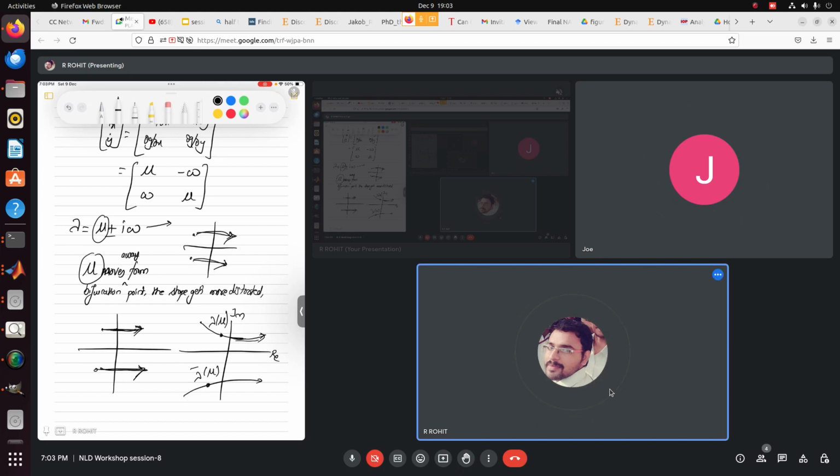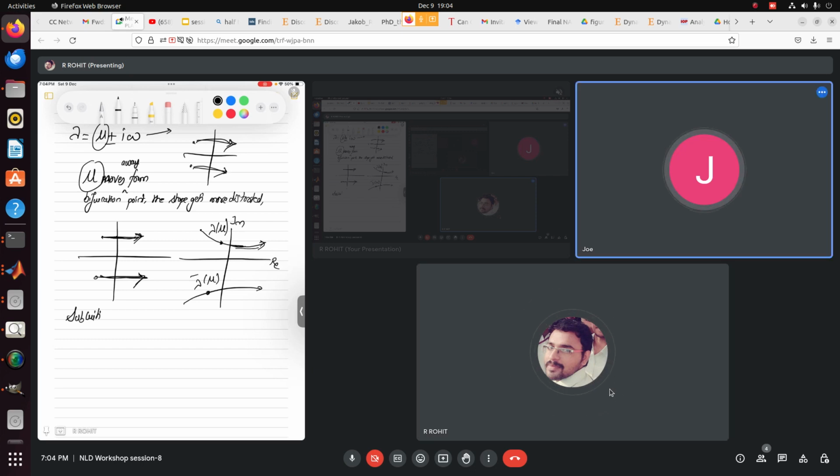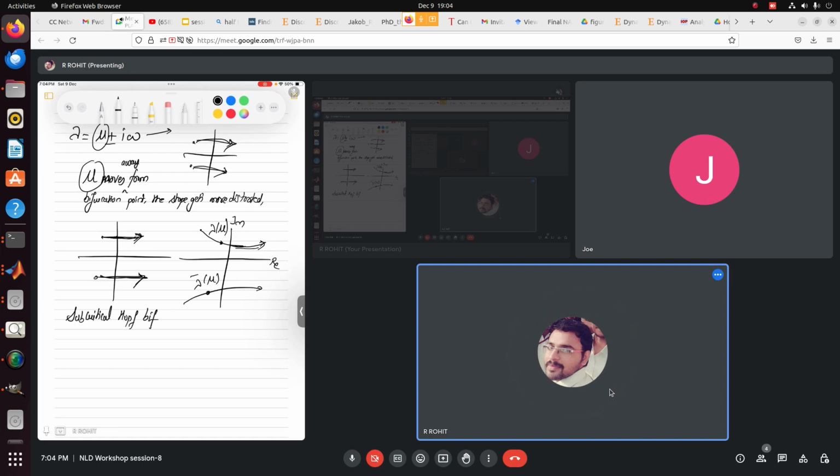So that's one thing: oscillations that were initially stable need to cross this imaginary axis to become destabilized. So this was the case for a supercritical Hopf bifurcation. Now there is one more, called the subcritical Hopf bifurcation, and subcritical Hopf bifurcations are more catastrophic. They are more dangerous.